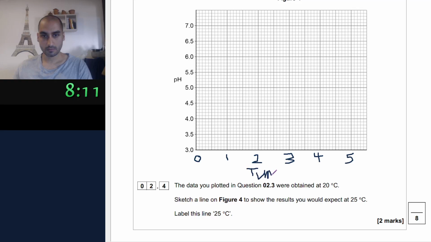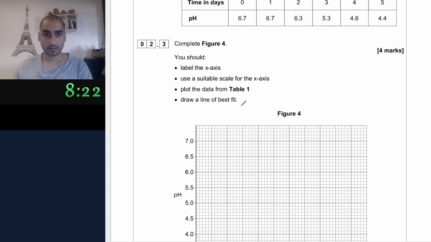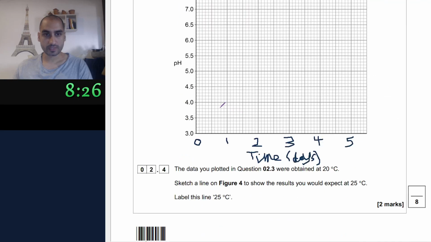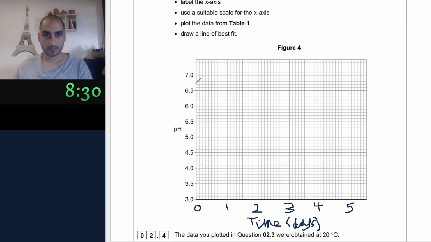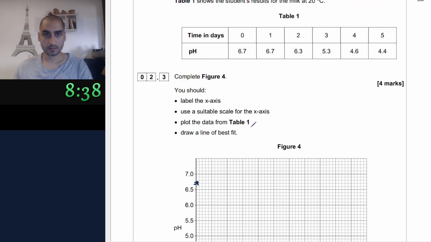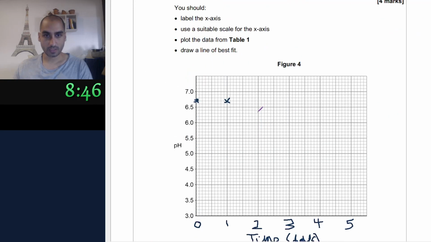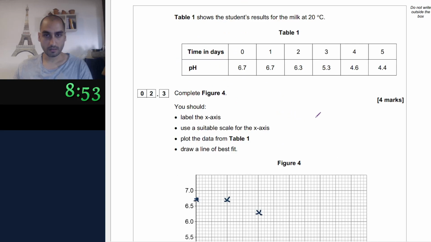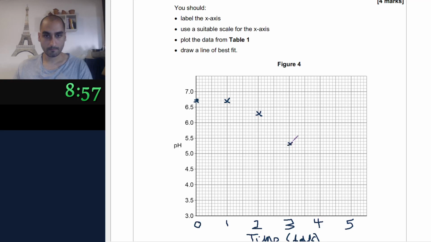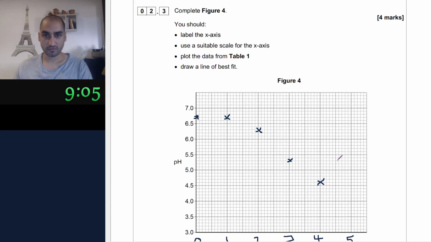Time in days. So 0, it's 6.7. 1, it's still 6.7. 2, 6.3. 3, 5.3. 4, 4.6. 5, 4.4.